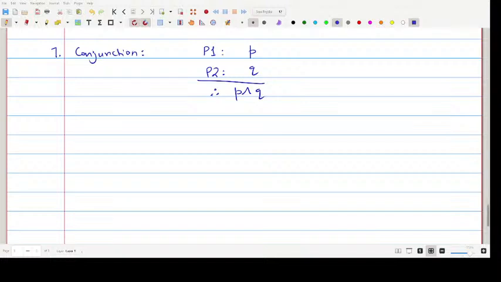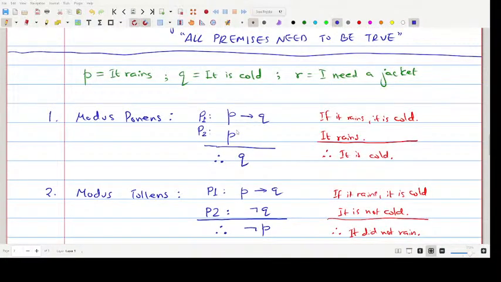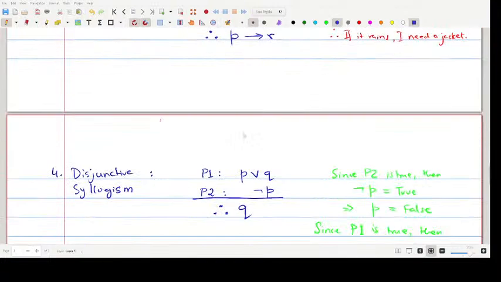Okay, now we reach the last rule of inference, and once we are done with it, we'll try to solve a problem, and you'll see that the problem is extremely easy to solve. Anyhow, this rule is called resolution. We'll go back to our initial example. What was the initial example? P means it rains, Q means it is cold, R means I need a jacket. We will use this example to understand this rule.